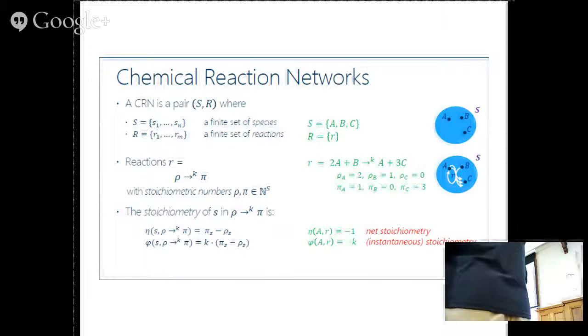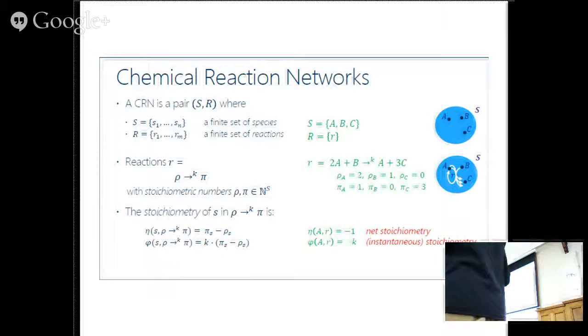So in this reaction, we use up 2 A's, and we gain back 1 A. So overall, we lose 1 A. That minus 1 is called the net stoichiometry of the species in the reaction. And I will mostly use this other definition, which is the instantaneous stoichiometry, which is the net stoichiometry multiplied by the rate constant. So in this case, it's minus 1 times K. And so we will see this phi a lot.